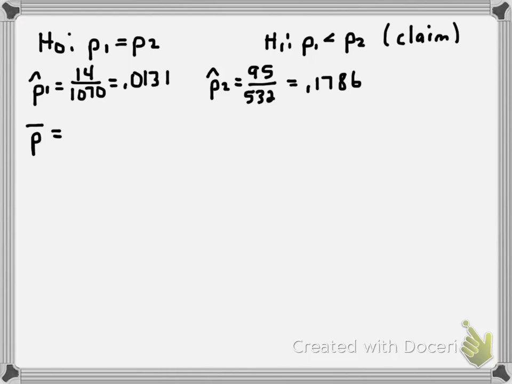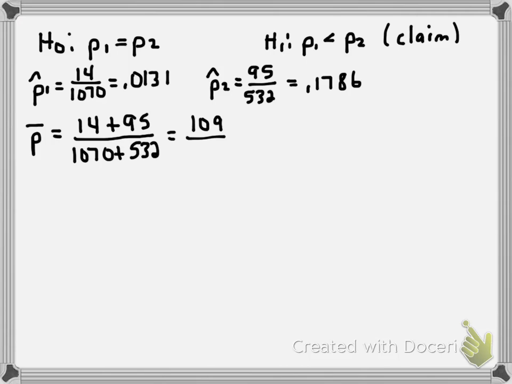In the numerator we have the total of those who got the flu, 14 plus 95. In the denominator we have the total number of children, which would be 1,070 plus 532. So when we do the adding, that would give us 109 over 1,602. Divide that out, round pooled P to 3 significant digits, and you should get 0.0680. Just a reminder that that 0 right after the decimal place is not significant.